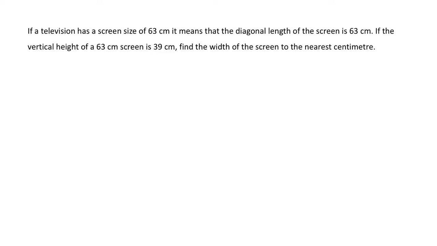So having a look at the example, we have a television that has a screen size of 63 centimeters, which means the diagonal length of the screen is going to be 63 centimeters. So if the vertical height of a 63 centimeter screen is 39 centimeters, it's asking us to be able to calculate the width of that screen.